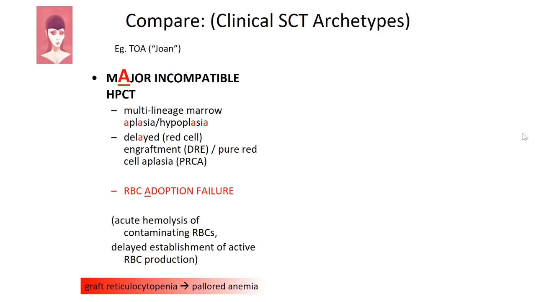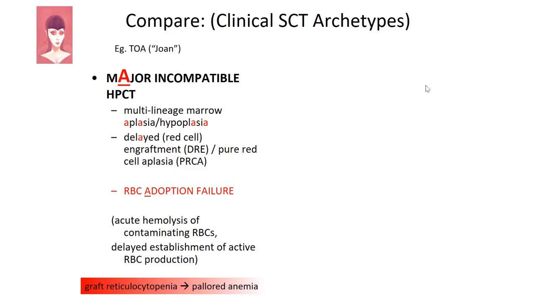So what are the archetypes again? For major and minor mismatched transplants, TOA or Joan is the individual who develops delayed red cell engraftment or pure red cell aplasia from a red cell adoption failure. There might be acute hemolysis of the contaminating red cells of an improperly processed graft that's a little too bloody, and there may be delayed establishment of active red cell production from that graft. So graft reticulocytopenia and pallid anemia, and ongoing red cell transfusion dependence.